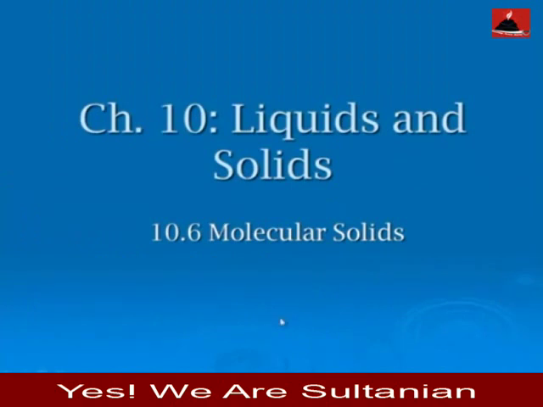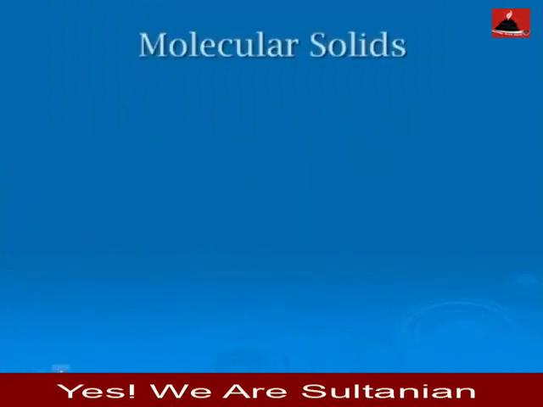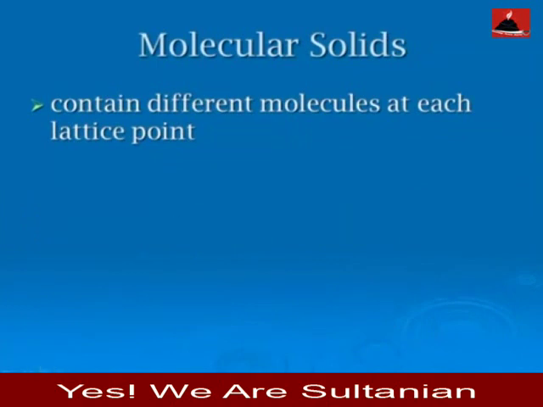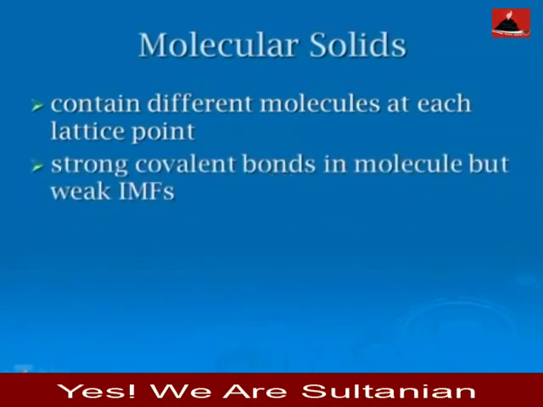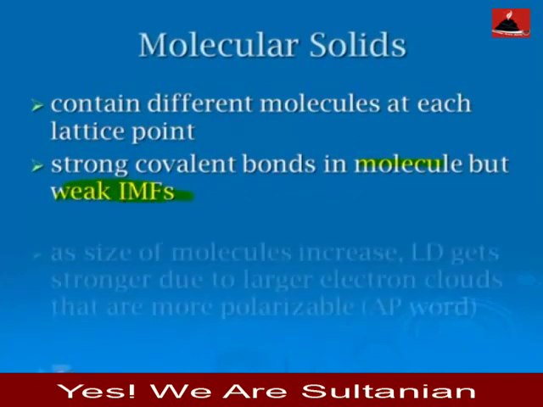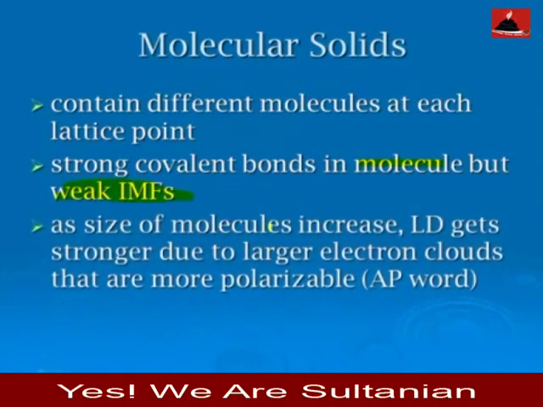Okay, then we're going to talk about molecular solids. These contain different molecules at each lattice point. Very strong covalent bonds within the molecule, but much weaker IMFs. So this is when you've got water or sucrose at each lattice point. And as the size of the molecules increases, this is different than what's on your notes, I think, so add this in there.